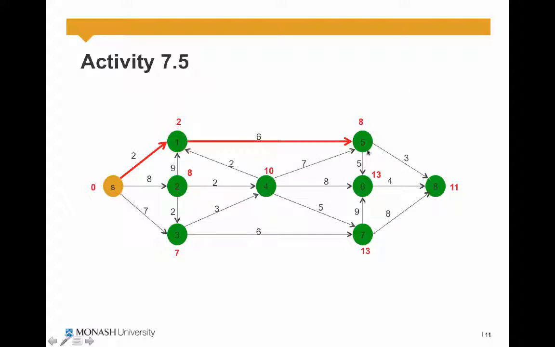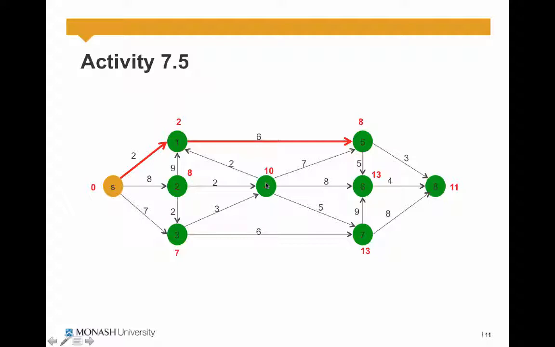Now from node 5, let's see what's the distance from node 5 to the neighboring nodes. From node 5, we can go to node 6 and node 8. 8 plus 5 is 13, so we update the label from infinity to 13. 5 to 8, it takes 3 units, so 8 plus 3 is 11. We update the label from infinity to 11. We can do that for the other nodes that we checked previously as well.